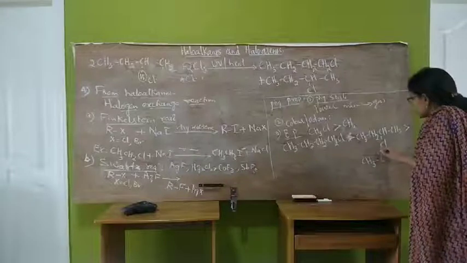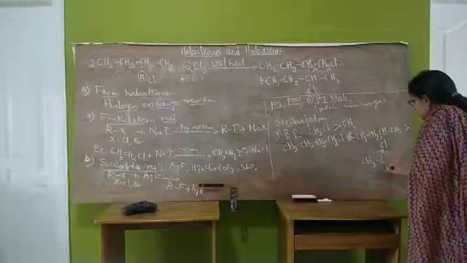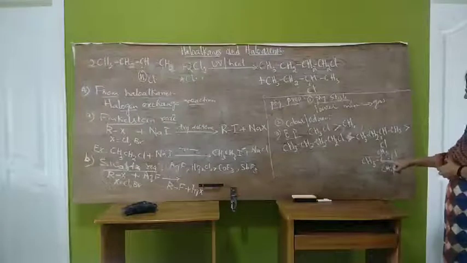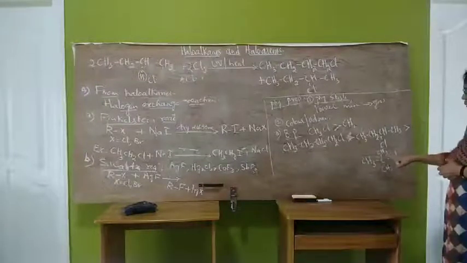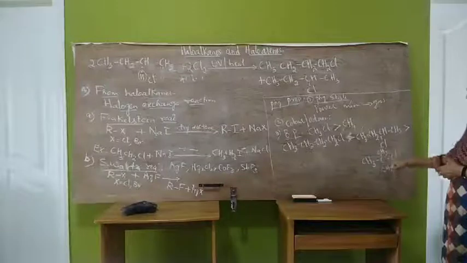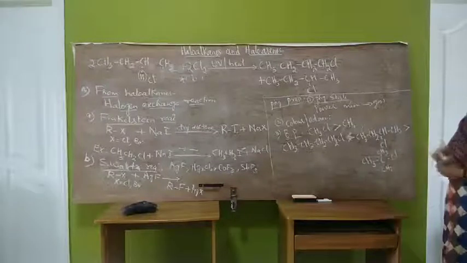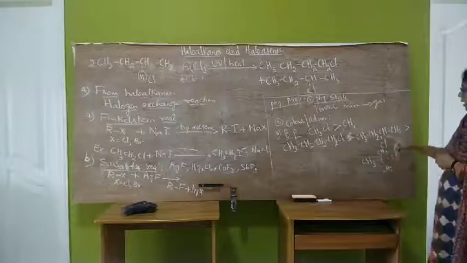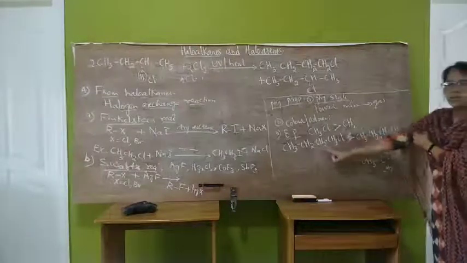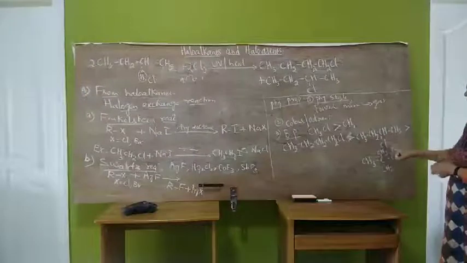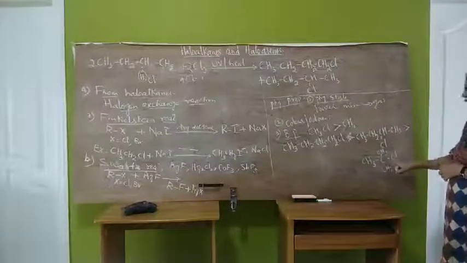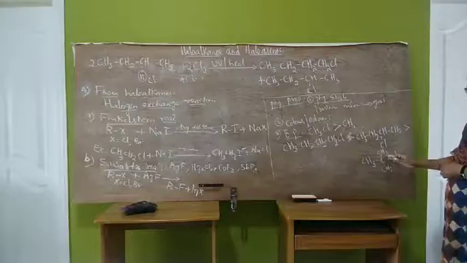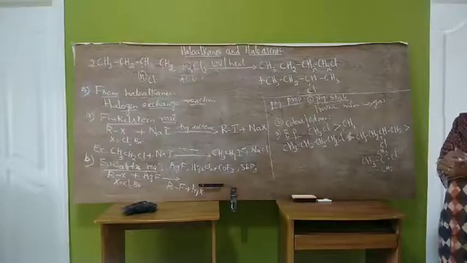That is (CH3)3CCl, 2-chloro-2-methylpropane. This has the lowest boiling point. Why is this so? This is because here there is a long straight chain. Here there is one branch. Here more branching is there. With increase in branching, the surface area decreases.